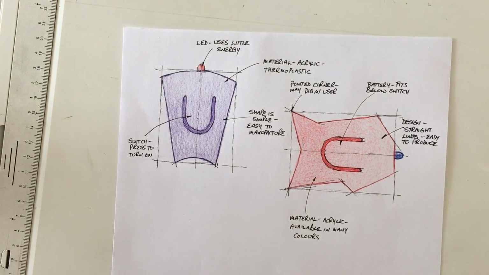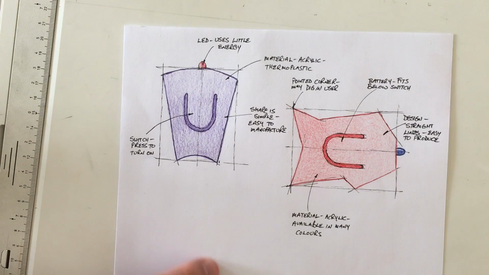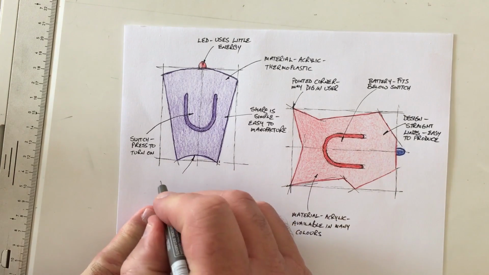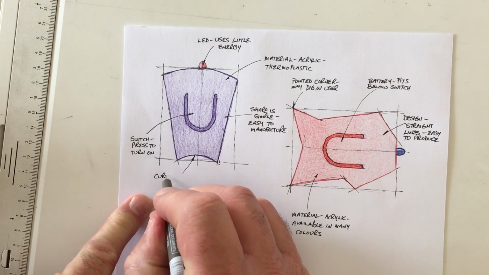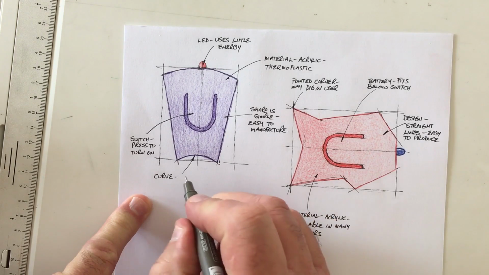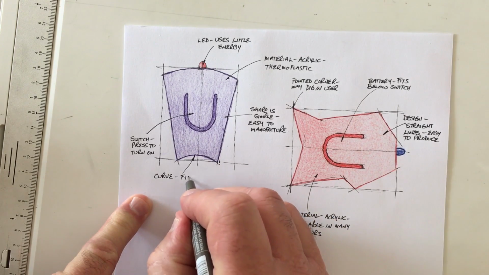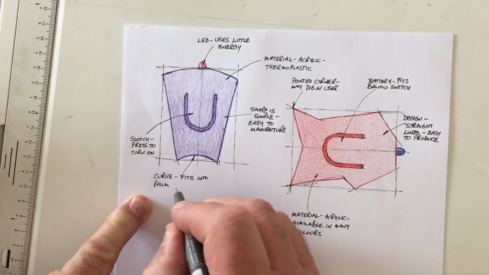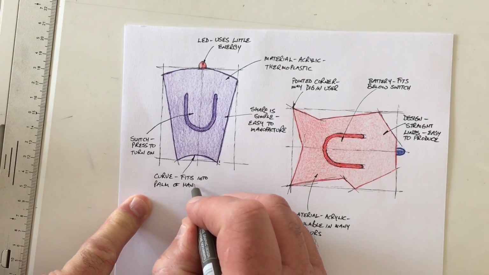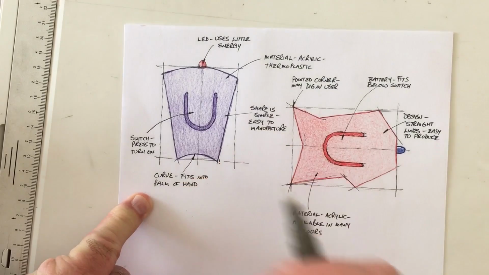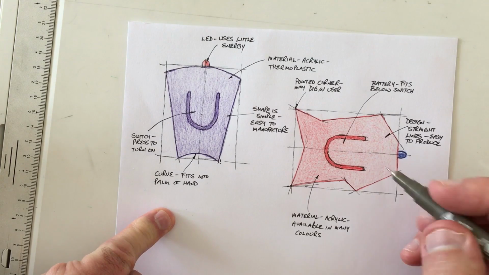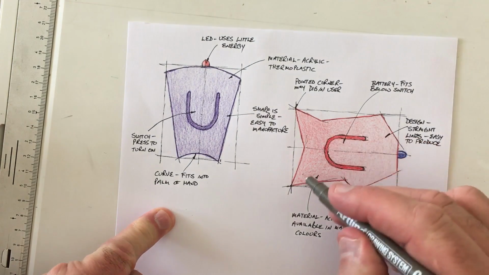What I could possibly do now is come back to this and put in a design comment on this one here. I'm going to put curve, and I'm going to say there that it fits into palm of hand. So that curve helps it fit in the palm of your hand. Okay. Now I'm going to come back over here to this design.